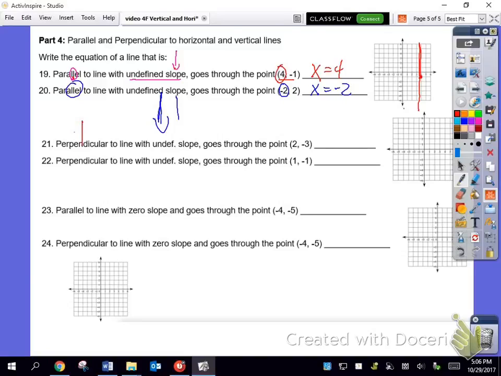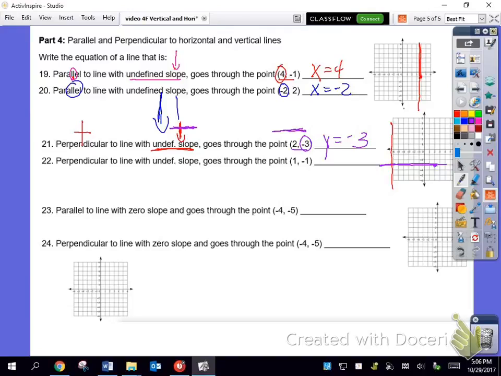On 21, I want it to be perpendicular. Now perpendicular means they're going to intersect a line with the undefined slope. Undefined means up and down, and it's going to go through 2, -3. So let's go to 2, -3 first. 2, -3. Now there's my point. I have a line that goes up and down, and I want it to be perpendicular, so that means this one has to go sideways. Because see, if it goes sideways, it would intersect. So if it's going to go horizontal, I need to look at the y value, okay? So y equals -3.